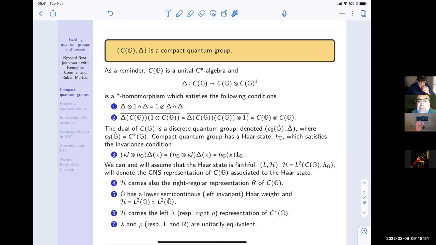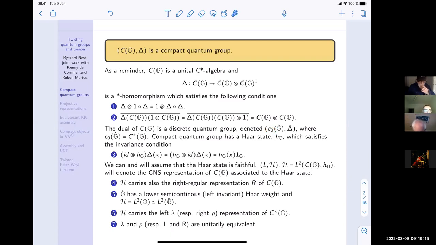Sorry, just a stupid question. Why is it lowercase C0? Well, you see the example, right? If G is a compact group, then G hat is a discrete group. And that's because it's discrete. The corresponding algebra would be C0 of G hat. Okay, so it's finitely supported. Okay, that's all.